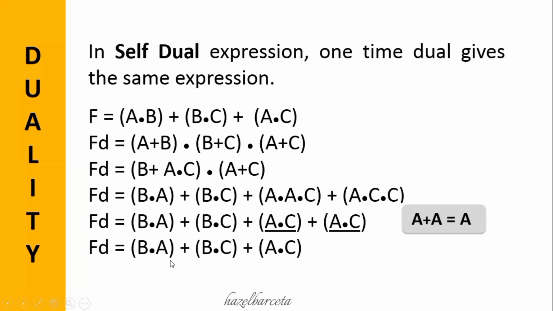Then, pareho na po. Ayusin lang po natin ito para maging pareho doon. Pwede naman pong i-interchange dahil multiplication naman. So, we have A times B, the quantity of A times B plus the quantity of B times C plus the quantity of AC. So, ayan, bumalik po siya sa original expression. Therefore, this function is a self-dual expression. Okay?